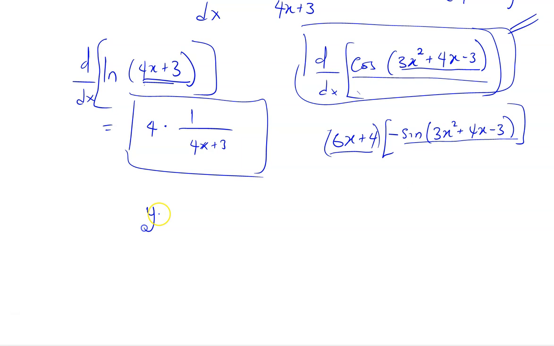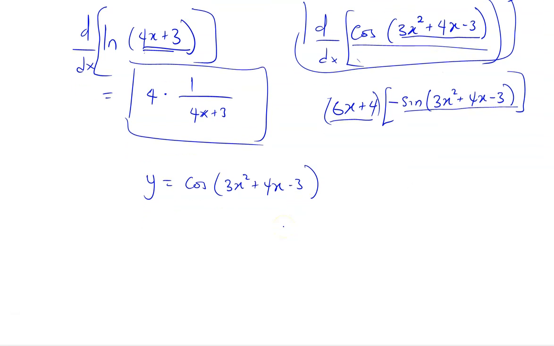So assuming I have y equal to what? Cos 3x squared plus 4x minus 3, right? So if I simplify this one, I'll say that we should let u be equal to what? u be equal to 3x squared plus 4x minus 3, right? So du on dx, what will be du on dx? It's going to give us 6x plus what? Plus 4.